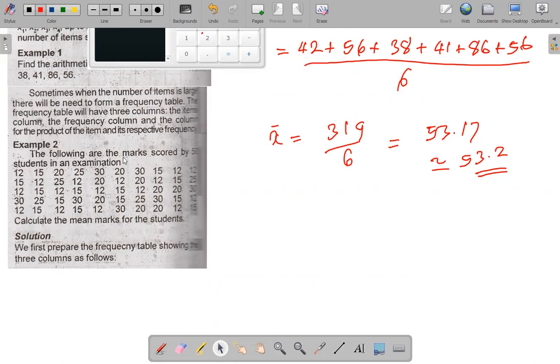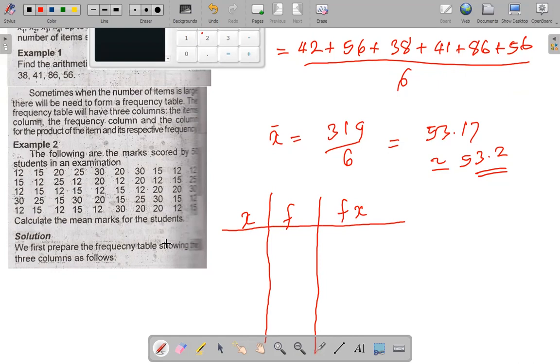Let's do that. Say the following are the marks scored by 50 students in an examination. Calculate the mean marks for the students. With X for the marks, preparing the frequency table now, F for frequency, then the product of the frequency and each of the items. I think the smallest item I have here is 12. So let's start with 12.